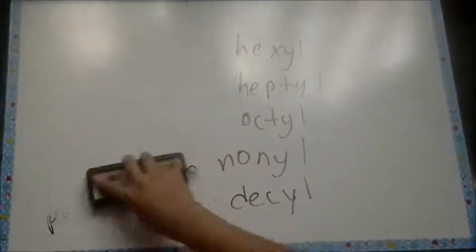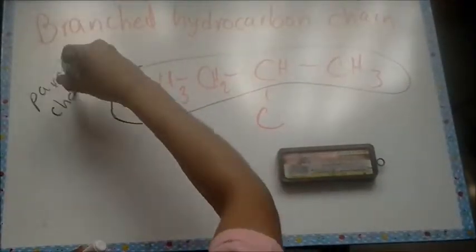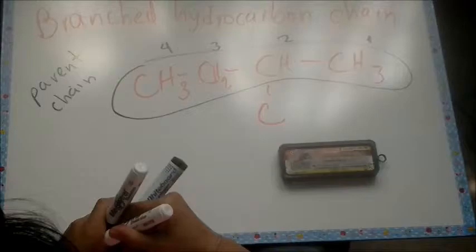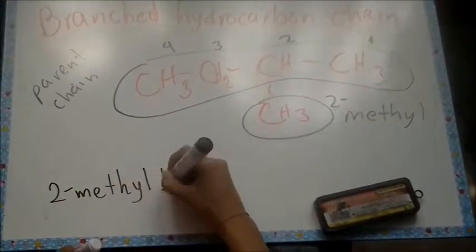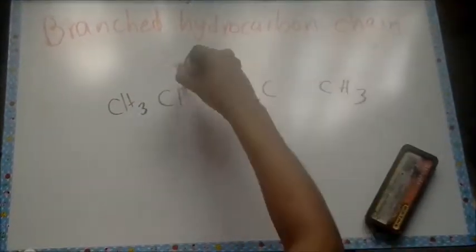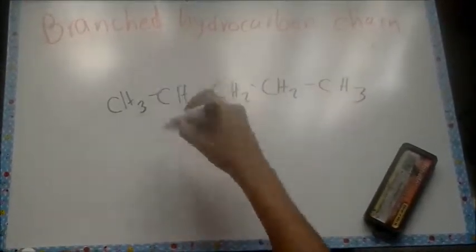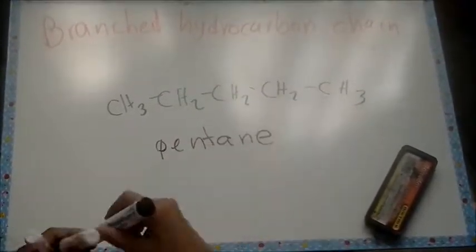When we have a branched hydrocarbon chain, we have to number the carbons on the parent chain starting by the nearest substituent group. Each will be noted by its numerical location on the chain. The substituents should be named alphabetically, excluding prefixes such as di, tri, tetra, which are used when we have more than one of the same substituent. For example, we have pent, ane, pentane.